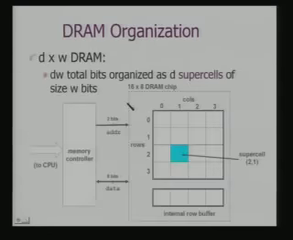The organization is typically something like this. So, here we are showing a simple example. So, what do we say? The DW total bits are organized as D supercells of size W bits. So, it is a kind of row-column organization.